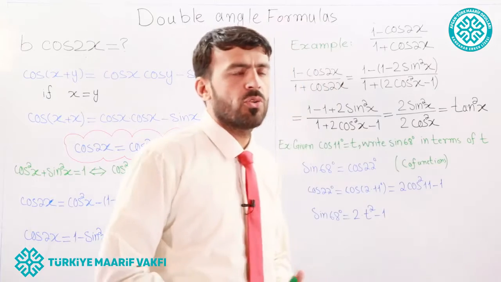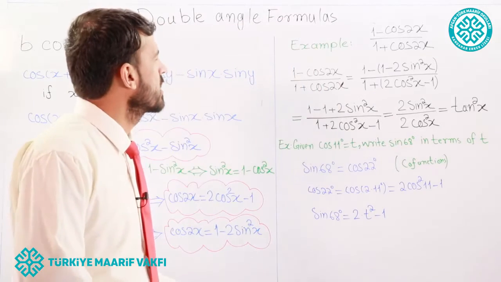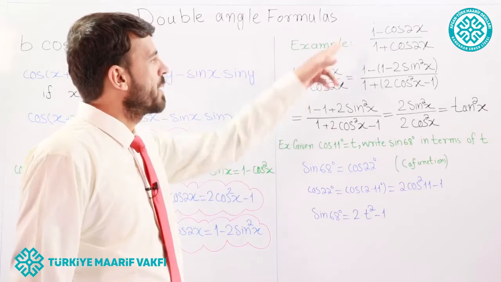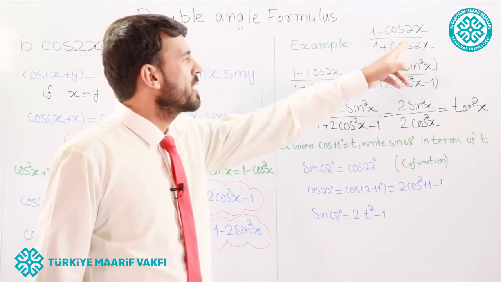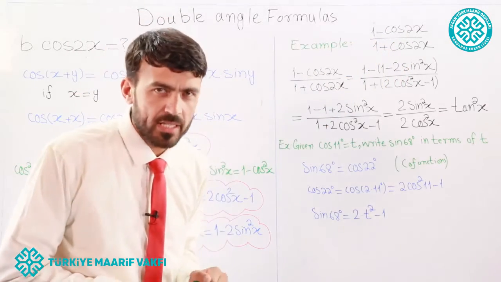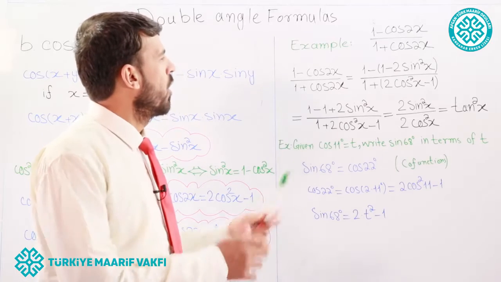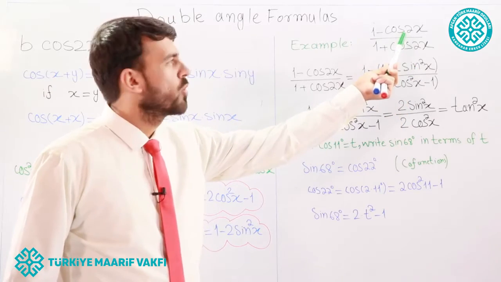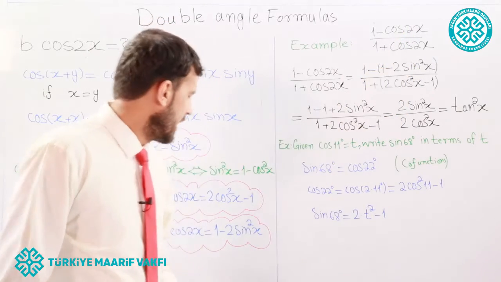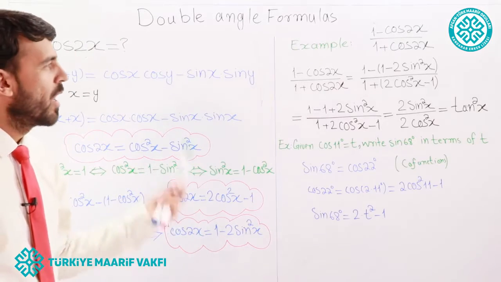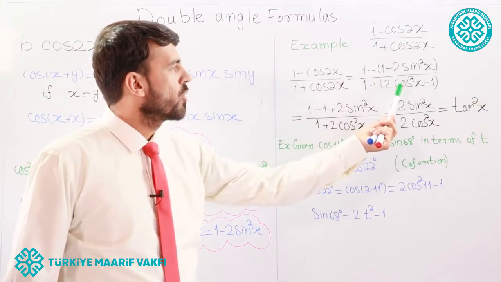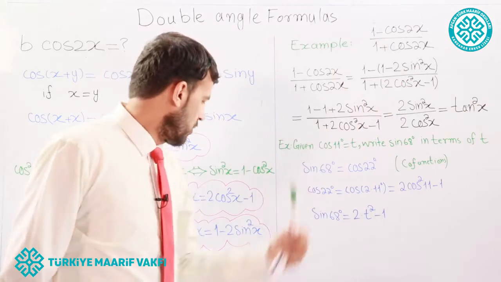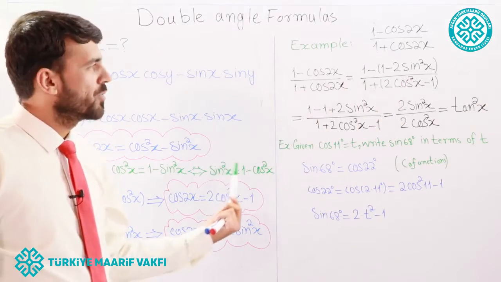Now I'm going to solve some examples using this formula. The first example is to simplify this expression: 1 minus cosine 2x over 1 plus cosine 2x. We can write 1 minus 2 sine square x instead of cosine 2x, which we had in the third form of the formula. Also, we can write 2 cosine square x minus 1 instead of cosine 2x, which we had in the second form of the formula.